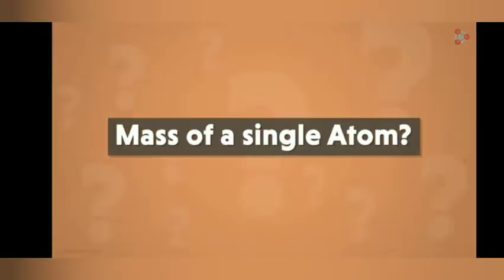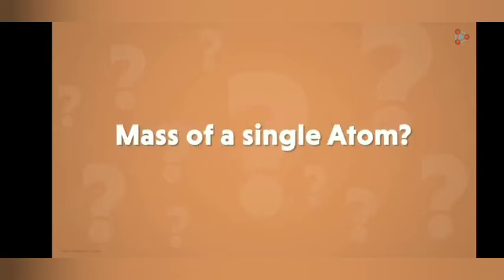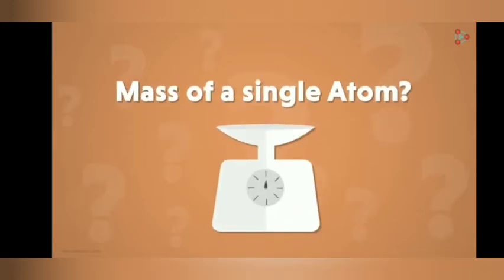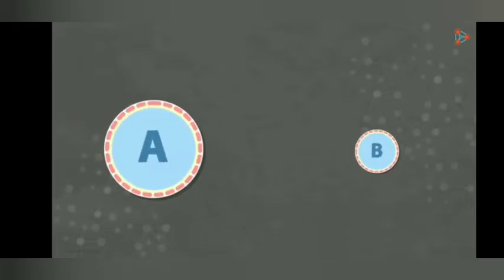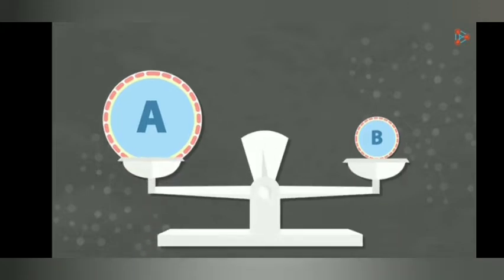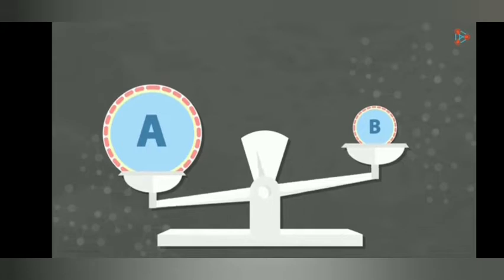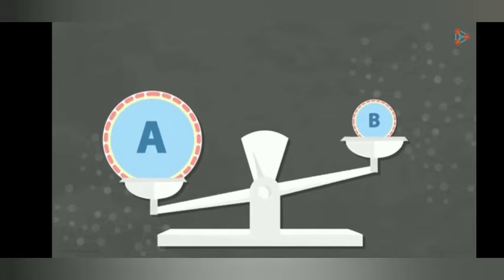Yes children, now let us go to understanding the mass of a single atom. How is this calculated? Is there any weighing balance to measure the mass of a single atom? No. Now let us understand how it is calculated. Take two objects, A and B. A is 12 kg, and for B we don't know the mass of the object. Now let us calculate the mass of object B. Both are put on a weighing machine, and we know that A is the bigger object. Clearly it shows like this.